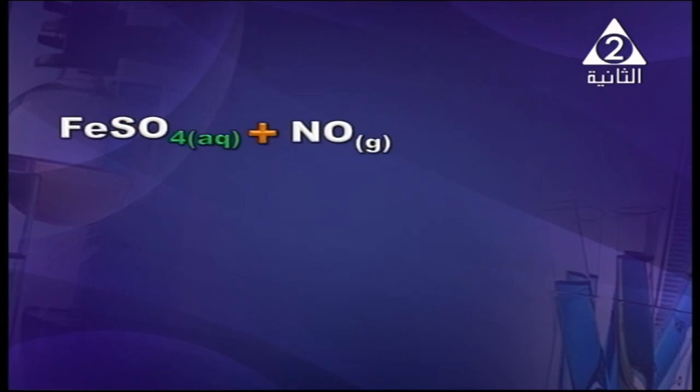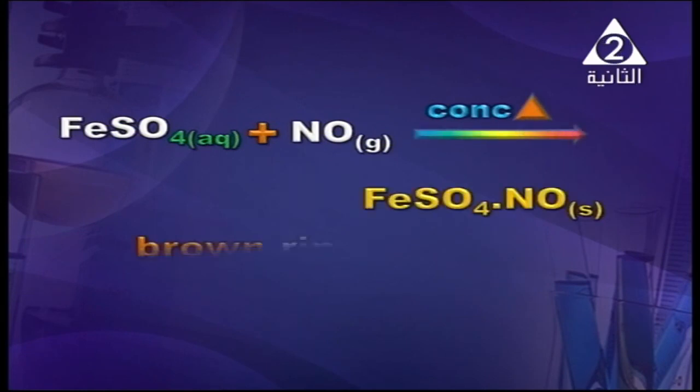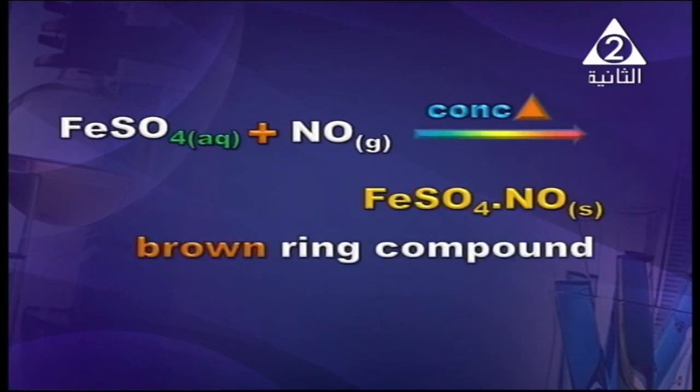FeSO4 plus NO. What does this mean? The brown ring. When added, it gives FeSO4·NO. This is the compound of the brown ring. When I ask you what this compound is, it means one molecule of NO and one molecule of FeSO4. It's good and important.